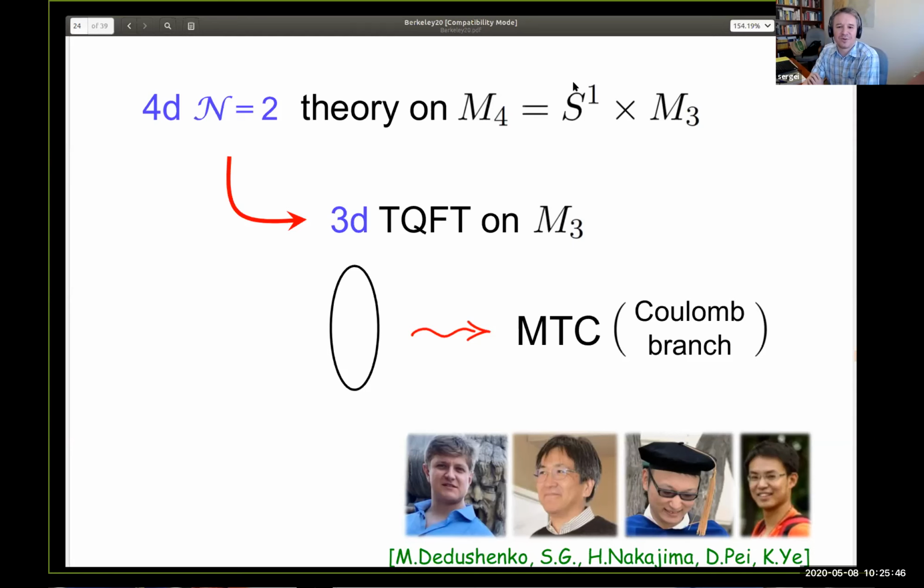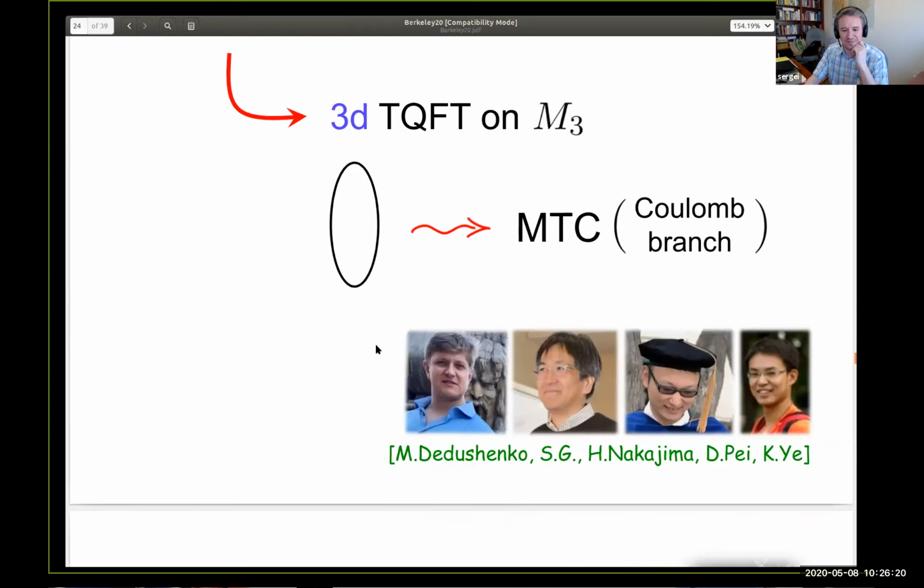And if you consider this theory on a circle cross M3, you can basically think about what happens when you start cutting and gluing along M3. Then what you're describing is some effective TQFT on a three-manifold. And that Fibonacci category I just showed you is what this TQFT associates to a circle. So again, think about this dictionary between geometry and algebra. What we're finding is that given a Coulomb branch of a three-dimensional N=4 theory, that in this case comes from even higher dimensions, you get a modular tensor category.